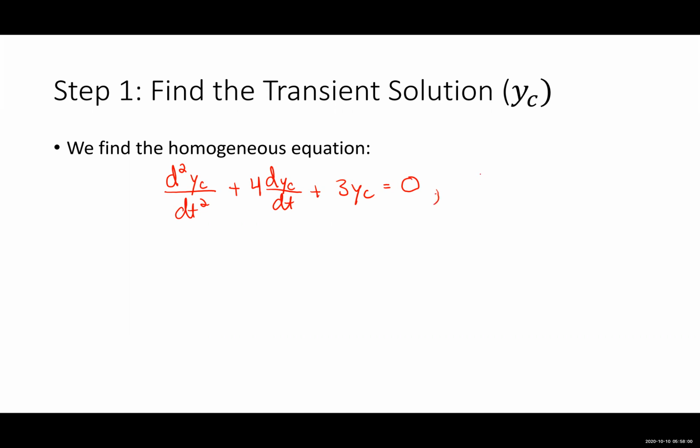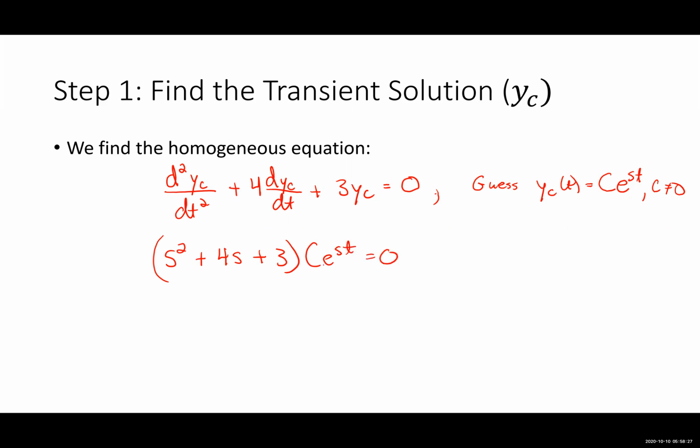Now, what we do, we said we guess y sub c of t equal to c e to the st with c not equal to 0. Ultimately, we plug that in there, and that leads to s squared plus 4s plus 3 times c e to the st equal to 0. But because we know c is not equal to 0, and e to the st is never 0, we get our characteristic equation, s squared plus 4s plus 3.